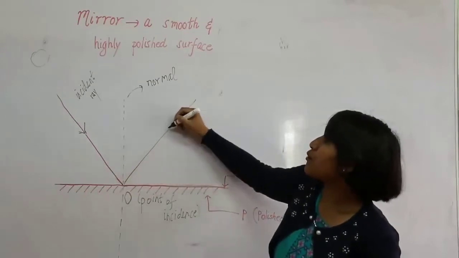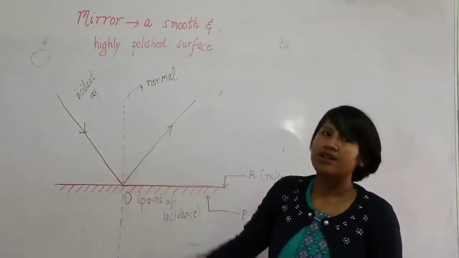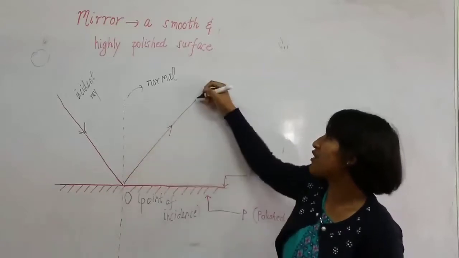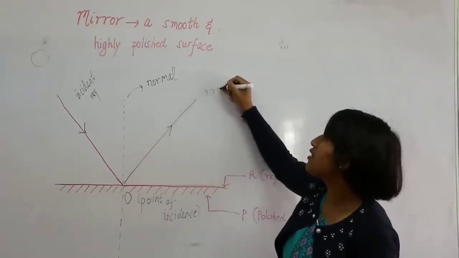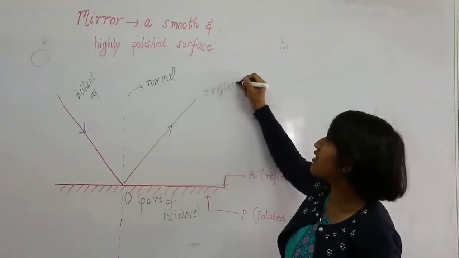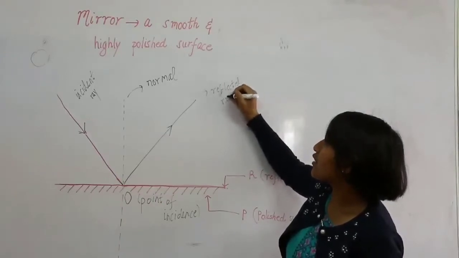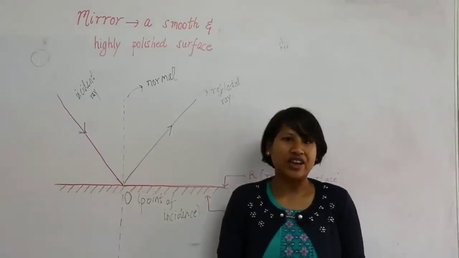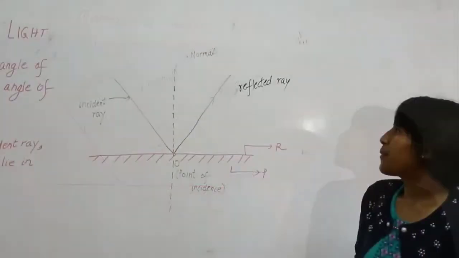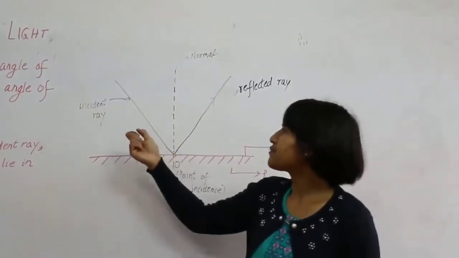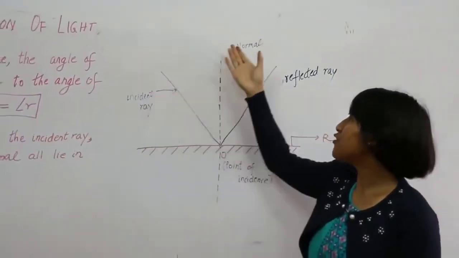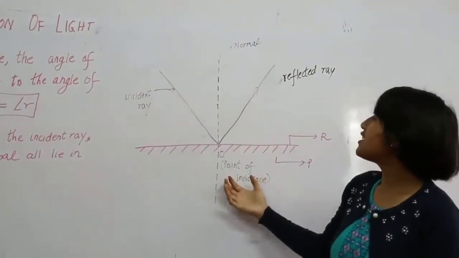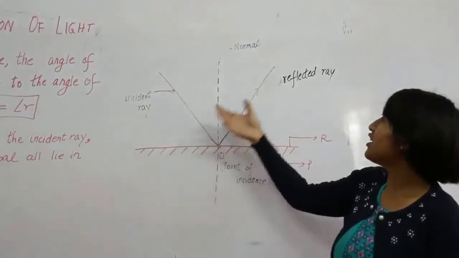The ray of light will get bounced, and this ray of light is known as the reflected ray, as a result of reflection. So we have the incident ray, the normal, the point of incidence, and, as a result of reflection, the reflected ray.